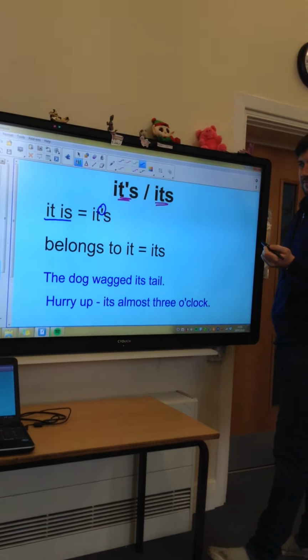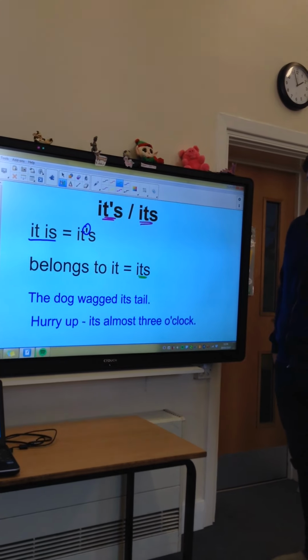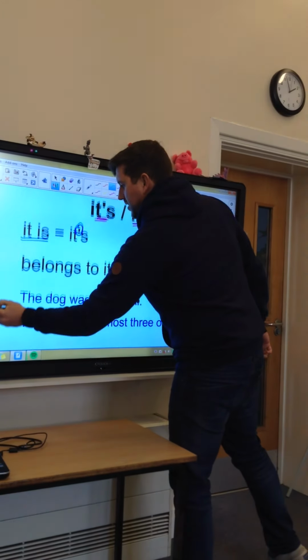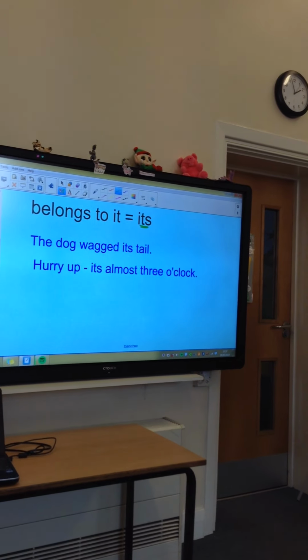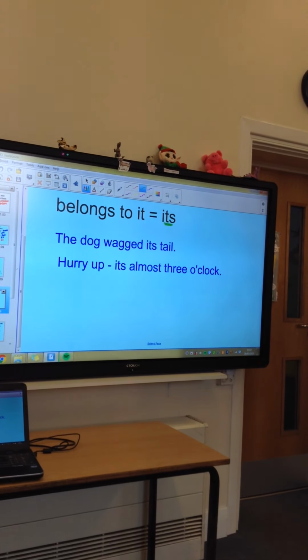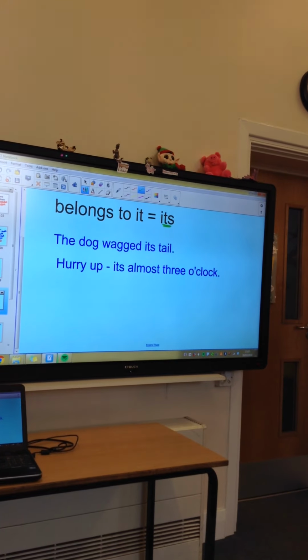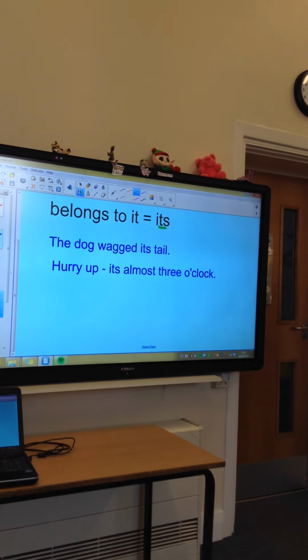However, have a look at this one. If it belongs to, so we're showing it for possession, it belongs to it, so the dog wagged its tail, no apostrophe. So the same word, it's, is actually spelt differently depending on how it's used. So have a look at those two examples there. The dog wagged its tail, and hurry up, it's almost 3 o'clock. And see if you can see where you would need an apostrophe or not.